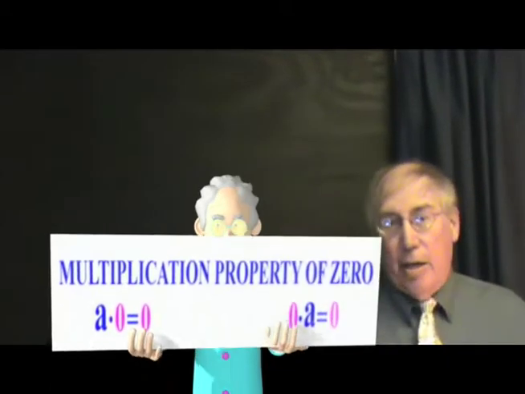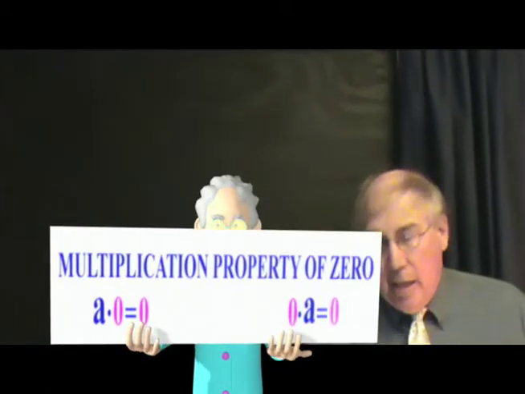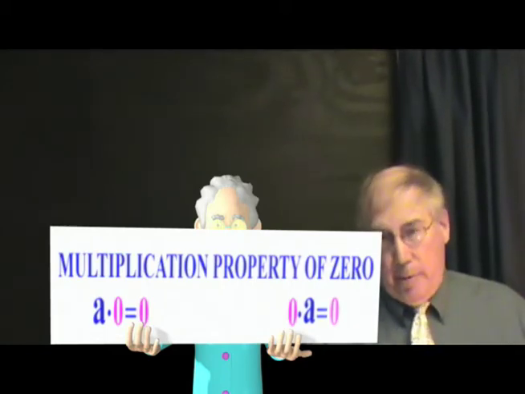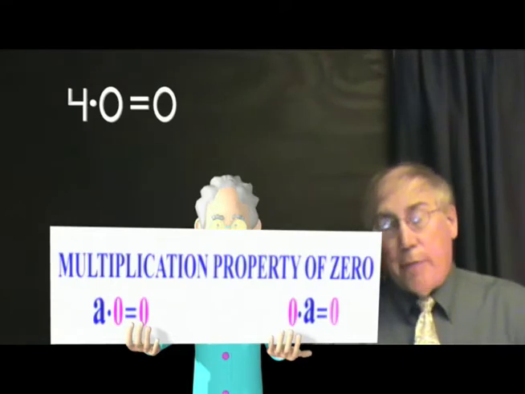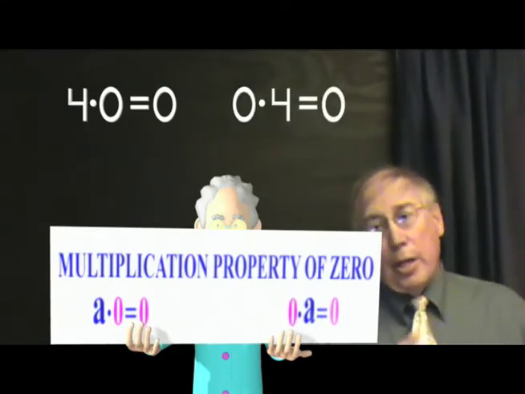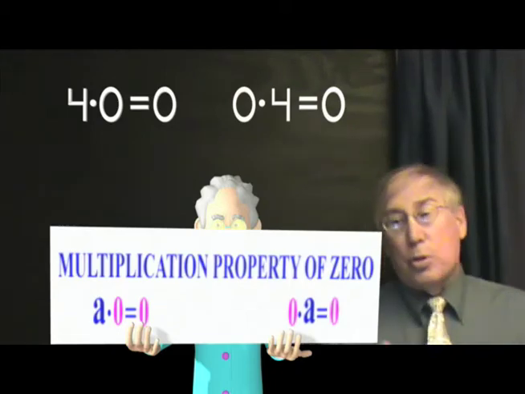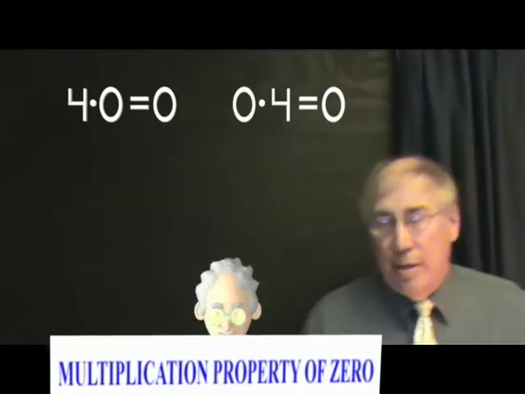Let's look at the properties of multiplication. And we're going to have Professor Know-It-All here help us out. And it looks like he's got some kind of a sign there. The multiplication property of 0, very easy. Let's say that a stands for a number. If you take that number and multiply it times 0, you get 0. If you take 0 times that number, you also get 0. So 4 times 0 equals 0, or 0 times 4 equals 0. There, that's a real easy one.